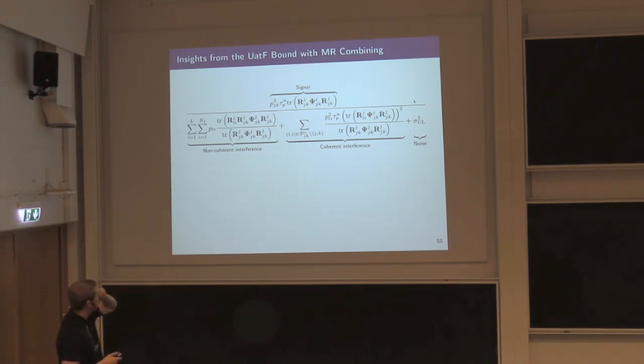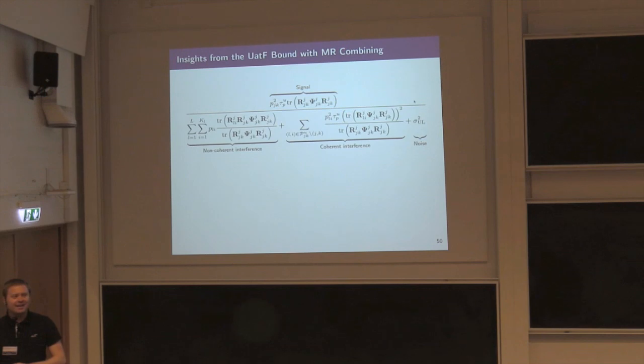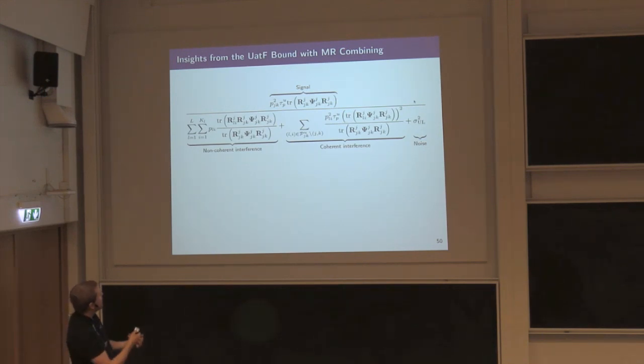This is the expression you're going to get, which looks much more daunting than what Eric was presenting, but it actually has a very simple implementation. So this formula has a signal part, a non-coherent interference, a coherent interference, and a noise part. Let's go through each of them.